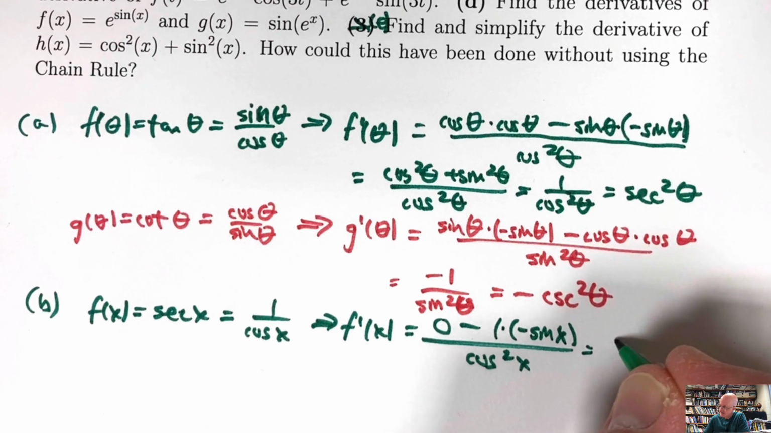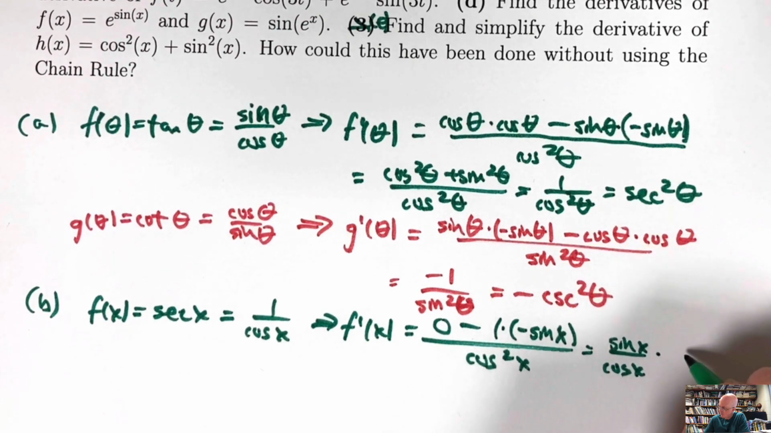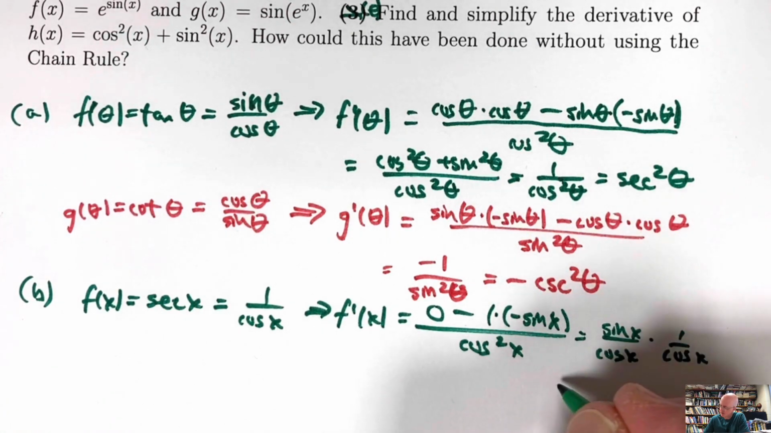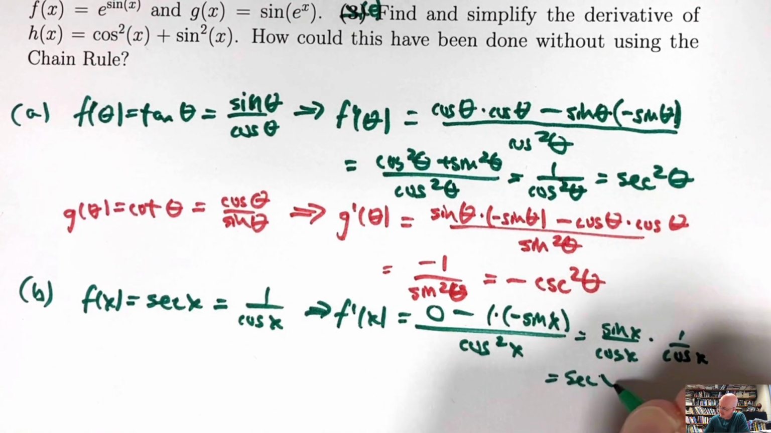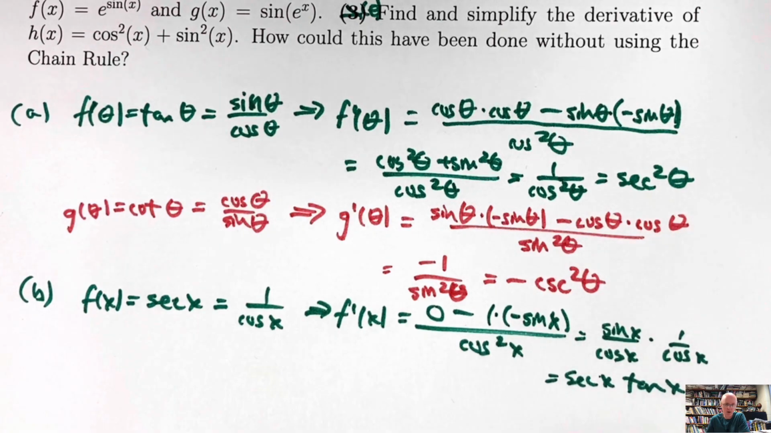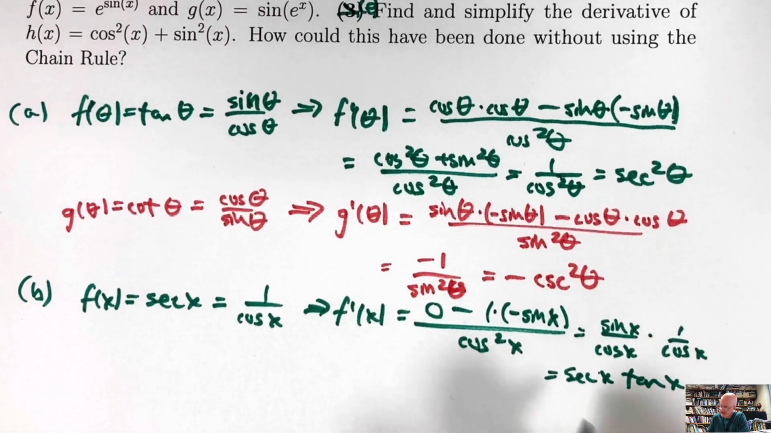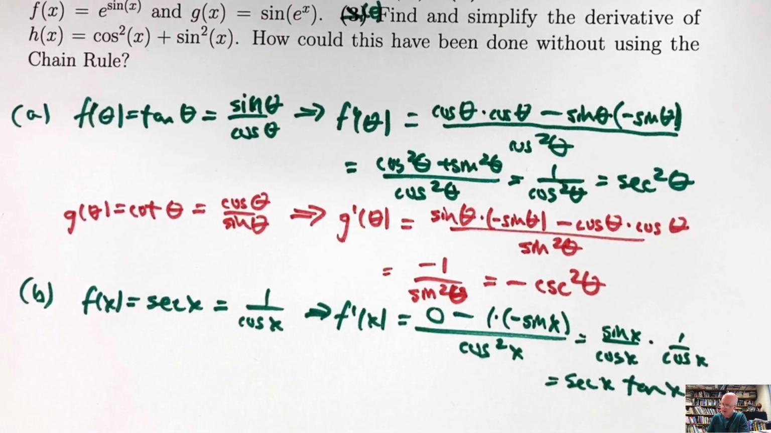It's common to write that as sine x over cos x times 1 over cos x. That's tangent, that's secant. Tangent of x times secant of x, or if you prefer, secant of x times tangent of x is the more common way to write it. That's the derivative of secant. It's related to secant. It's got a secant in it. Cool. How about the cosecant?